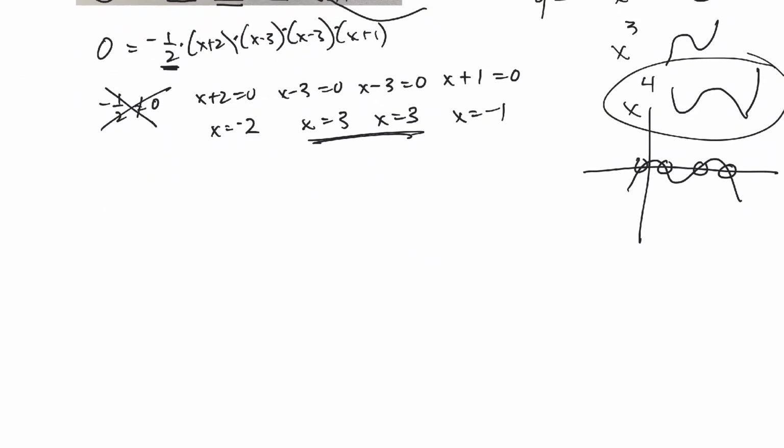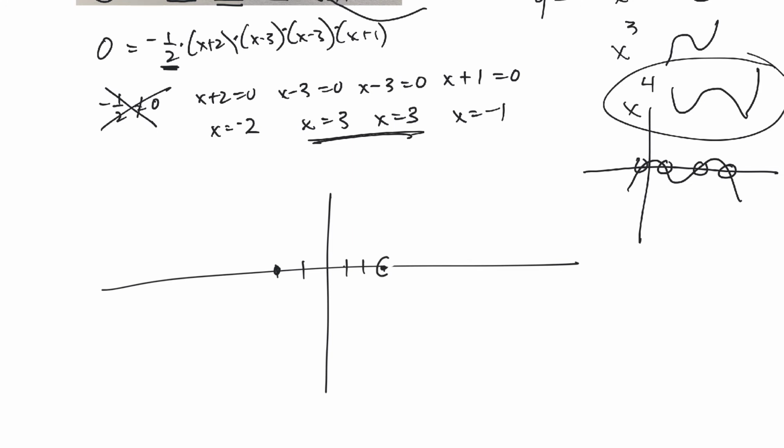So to graph this polynomial, I would have an x of negative 2, an x of positive 3, and there's 2 of them. I'm just going to put a circle around that one because something happens there, and a negative 1. So I have to have a graph that goes like this, that goes through all of those points.